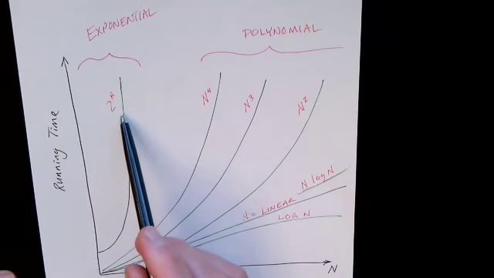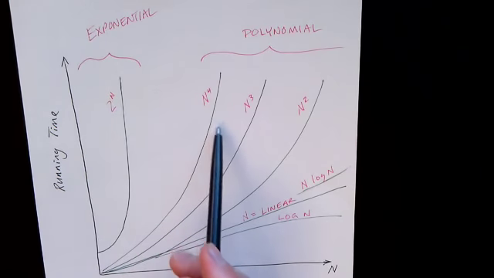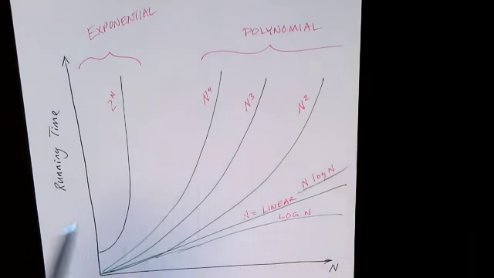So exponential algorithms and polynomial algorithms are in completely different classes, shall we say. Polynomial algorithms may take a long time, but they're doable. Exponential algorithms are rarely ever usable. Only for very small values of n is an exponential algorithm ever going to be feasible or runnable.